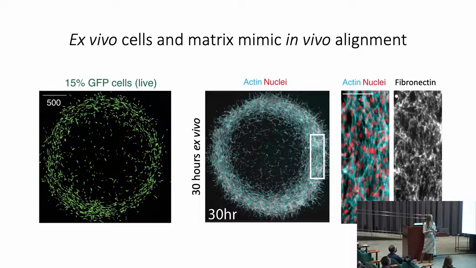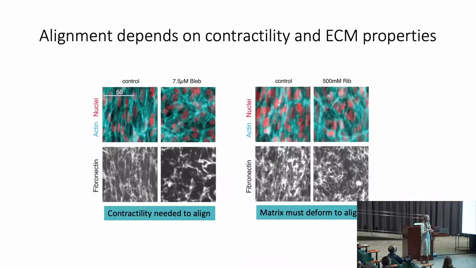And we found that two of the critical rules are that the cells need to pull. So if we inhibit contractility, the system doesn't align. On the other side of things, the extracellular matrix needs to be able to respond. And so if we over-cross-link the system, we find that the cells and matrix can't align as well.